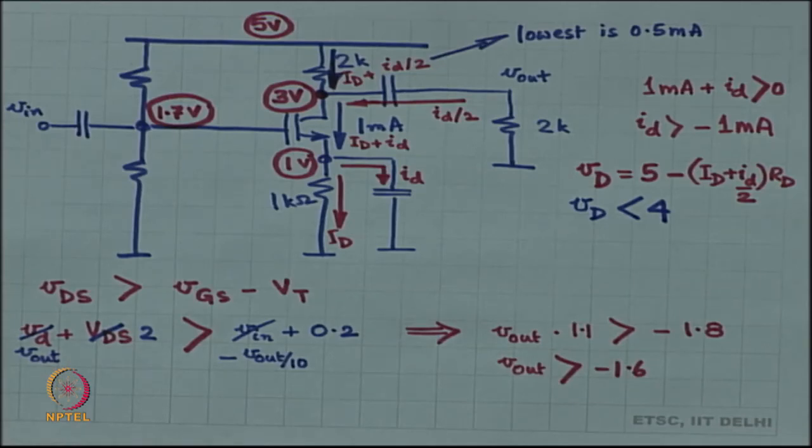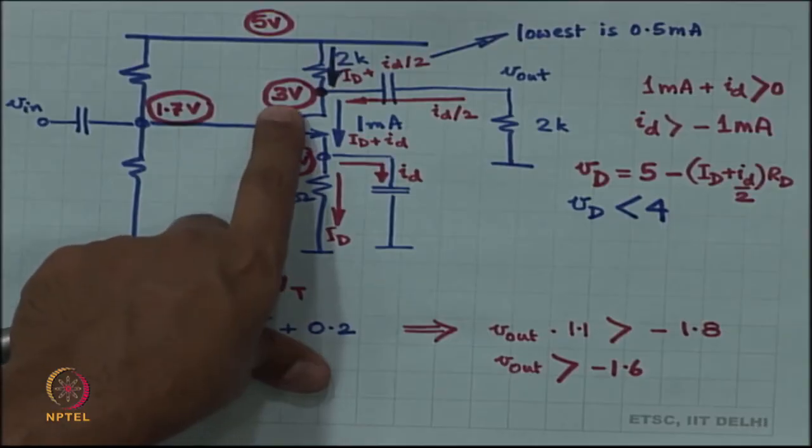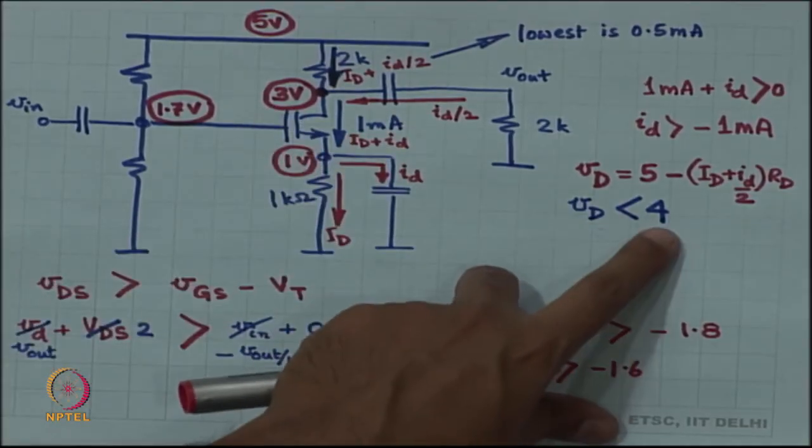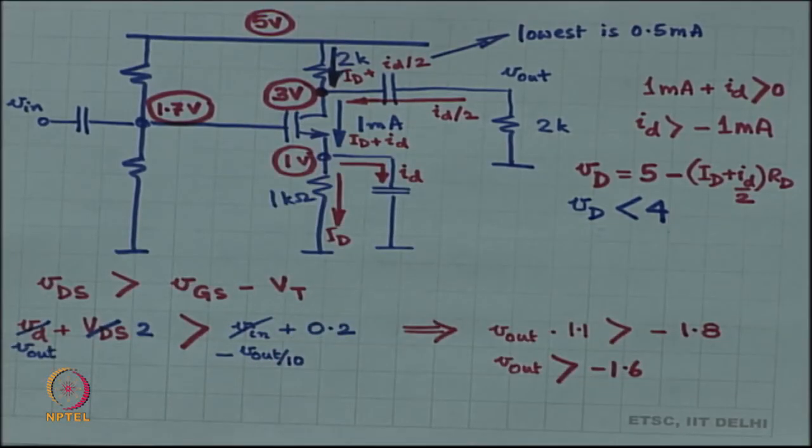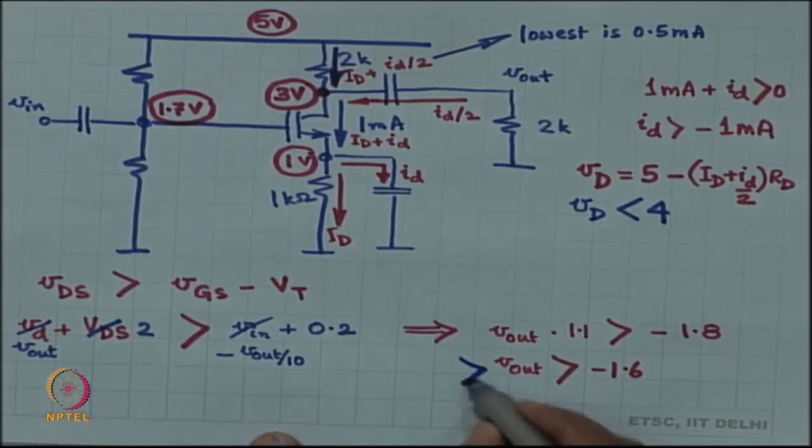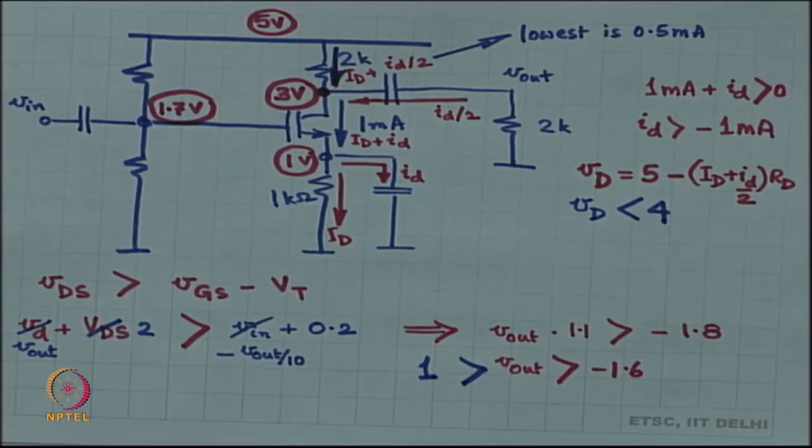You started from 3 volts, the largest you can reach is 4 volts. That means, V out is 1 volt. V out is nothing but small VD.